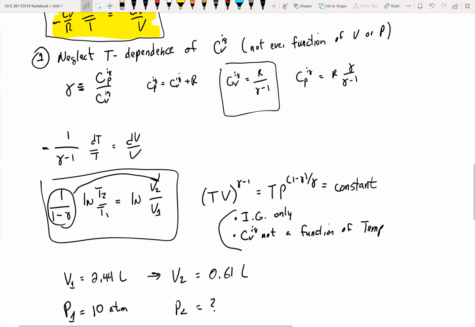So the gamma term is often introduced at this point. It's a ratio of the constant pressure to constant volume ideal gas heat capacities, and there's all sorts of substitutions that we do there. So once you substitute gamma into the last equation I highlighted, we get to this point. And then once we integrate it, the dt over t turns into a logarithm, and so does the dv over v. And so this is the final integrated form, and then we're ready to do calculations with that.